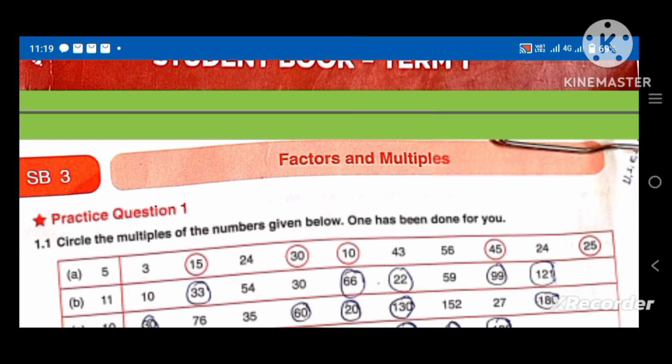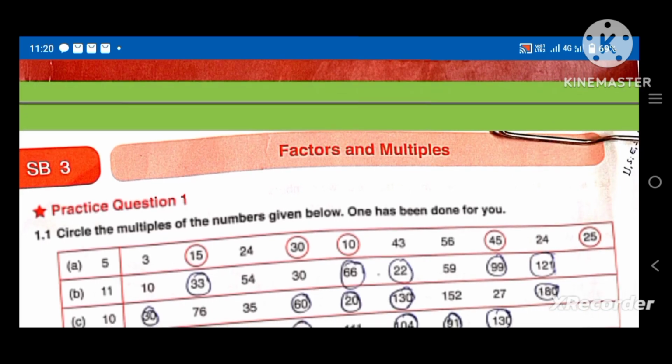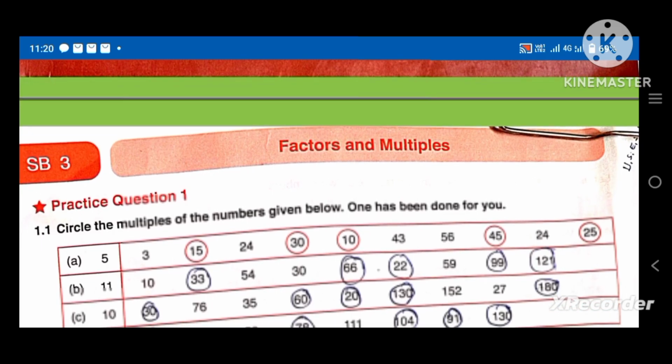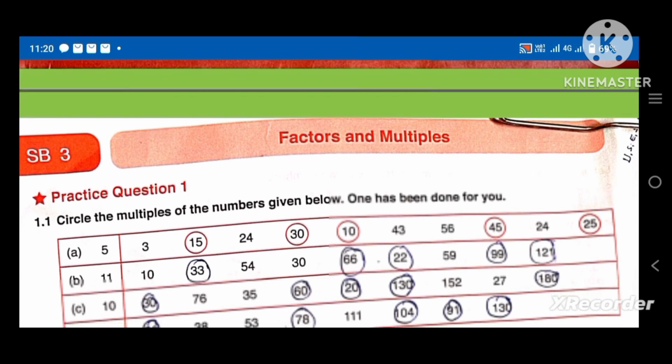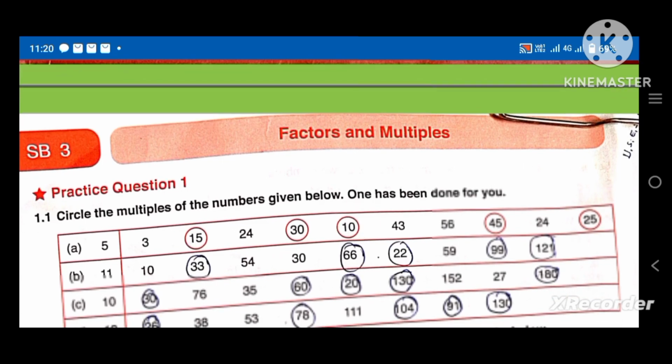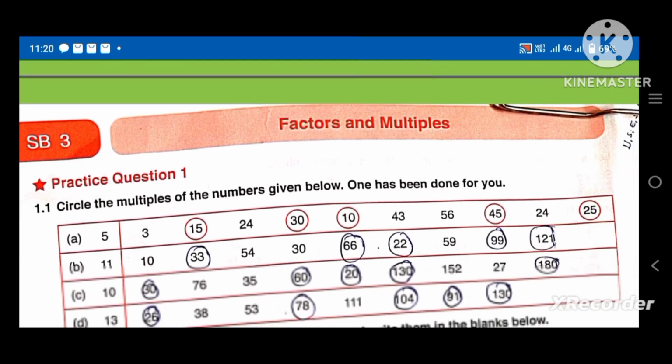Circle the multiples of the numbers given below. One has been done for you. First one is 5. Number 5 multiples are 15, 30, 10, 45, 25.